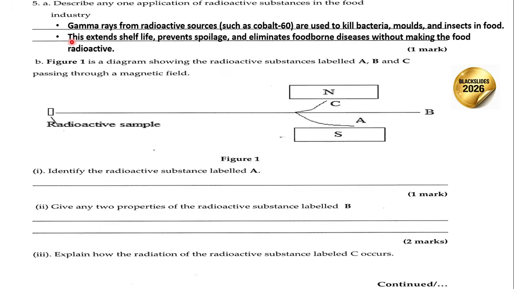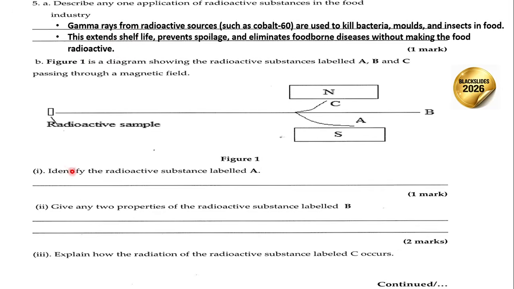Before we come to this, we're still looking at question number 5. Describe any one application of radioactive substances in the food industry. So we said that gamma rays from radioactive sources, a good example is cobalt-60, are used to kill bacteria, moths, and insects in food. This extends shelf life. Shelf life is the time the food remains safe to eat. It prevents spoilage and also eliminates foodborne diseases without making the food radioactive. So 1 mark.